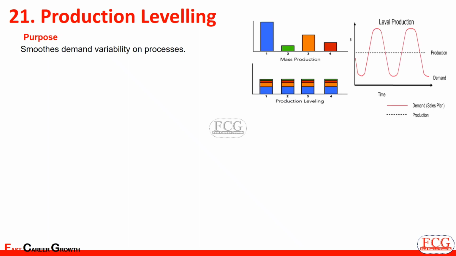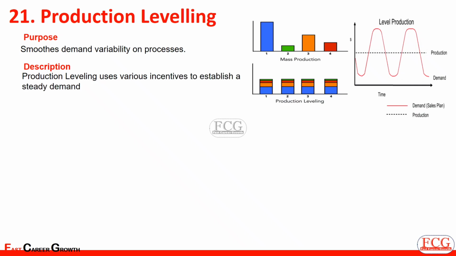The 21st lean manufacturing tool is production leveling. Its purpose is to make demand variability in processes smooth. It means managing production in such a way that the same quantity is produced daily, considering market variability. Production leveling uses various incentives to establish a steady demand rate for each product from the marketplace.